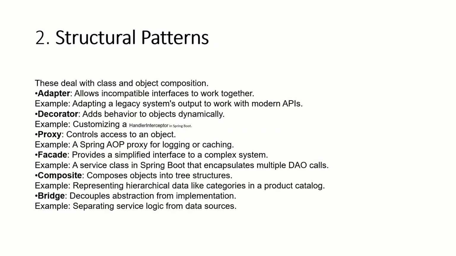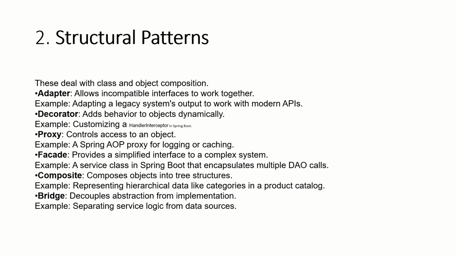Coming to the next slide, we have the structural design patterns. These design patterns deal with class and object composition. What is the composition of classes and objects? That is what they deal with. Here we have different structural design patterns like adapter, decorator, proxy, facade, composite, and bridge. So these are the 6 different structural design patterns we have listed here.